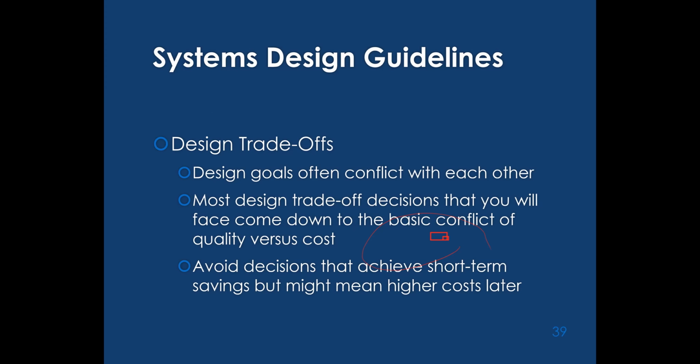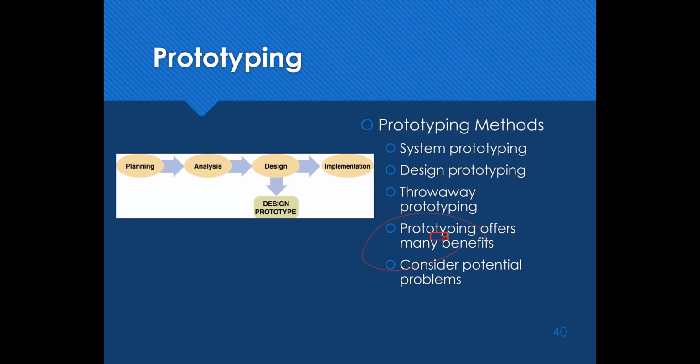The next one: one thing that can help us in order to design is prototyping. For prototyping, we have different kinds of prototyping methods that you should know. In the design phase, we design the prototype and then let our users see it, to give comments on whether they approve or need any changes. For prototyping methods, we have system prototyping, design prototyping, and throwaway prototyping. Prototyping offers many benefits, and we have to consider the potential problems of prototyping.